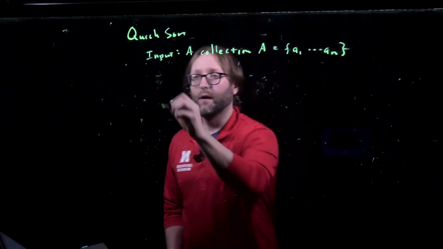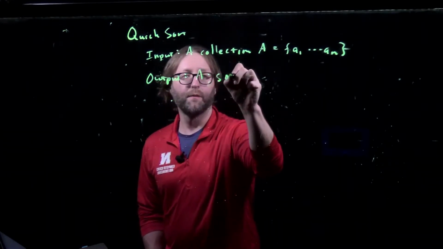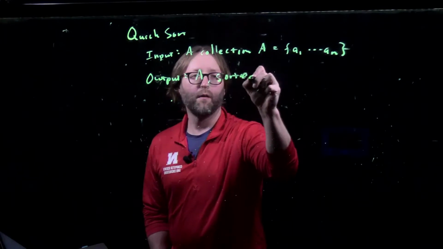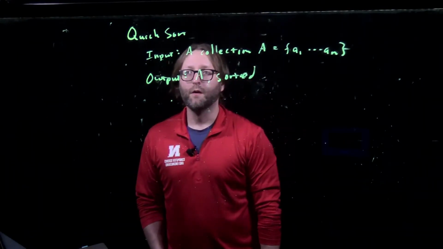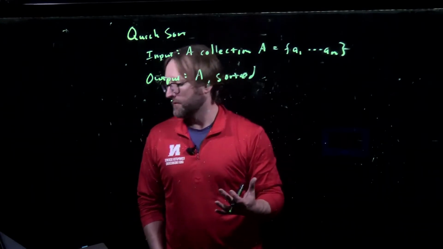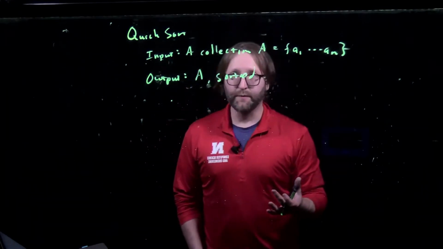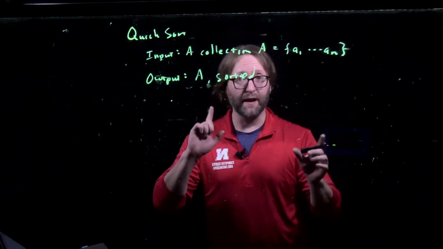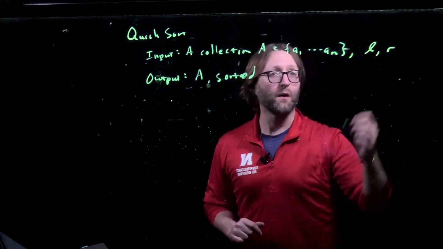of elements, and our output will be A sorted. Okay? This is going to be a recursion. This is going to be a recursive algorithm. So remember that we had that L and the R index. So we're also going to need that, L and R.